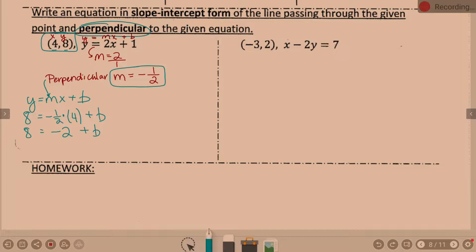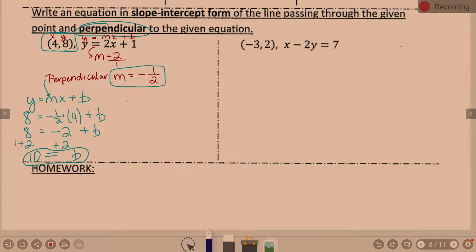If it's negative 2 plus b, how do I move the negative 2 away from b? It's negative 2. I'm going to add 2. And b is 8 plus 2 is 10. 10 equals b. We're not done though. We just have to write our equation. We're almost done.